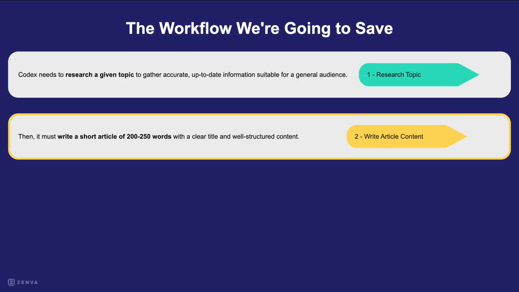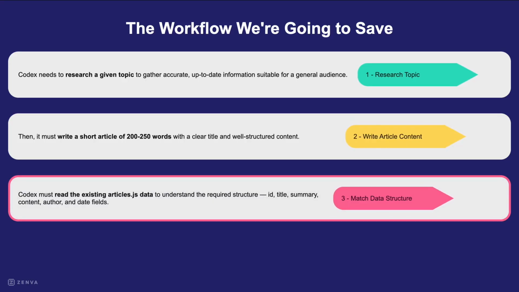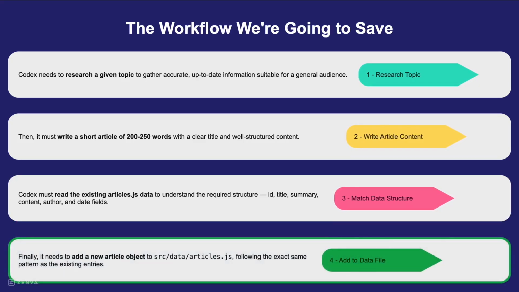Codex must understand our project's articles.js data structure. It reads the file to identify required fields: ID, title, summary, content, author, and date. Finally, with this understanding and new content, Codex will add a new article object directly to your articles.js file, ensuring it matches the existing articles pattern.